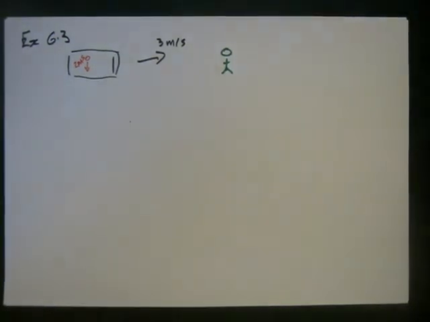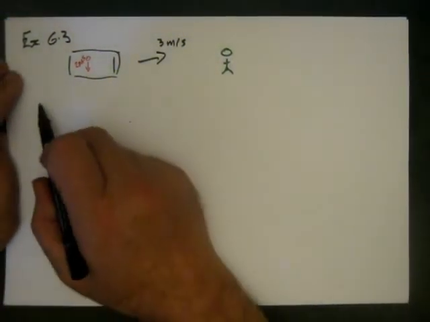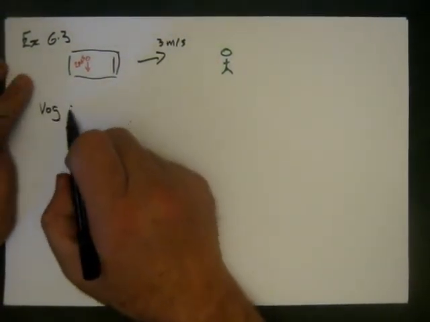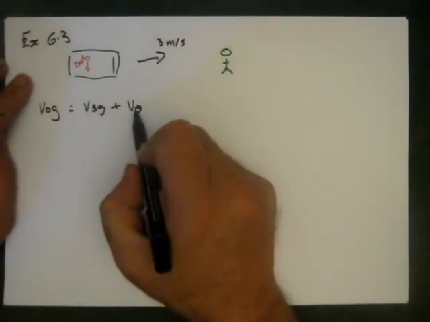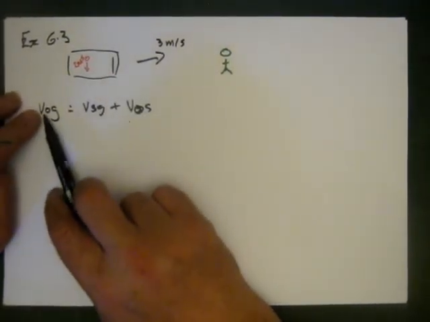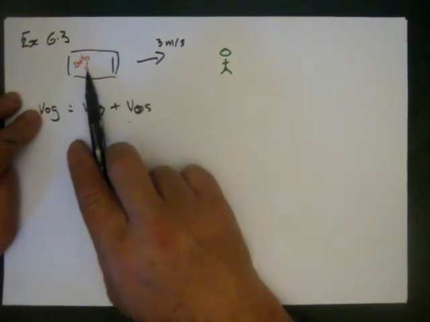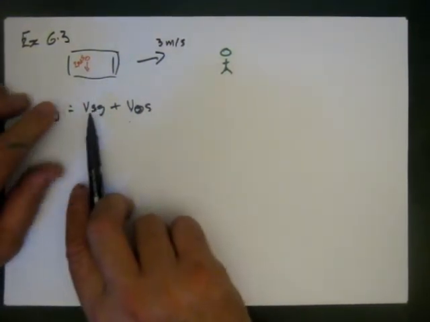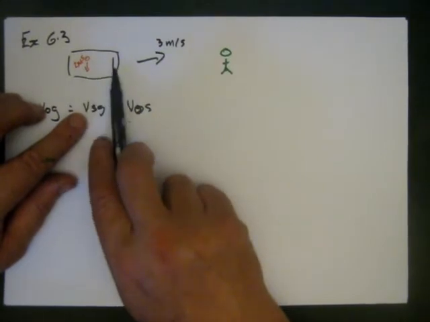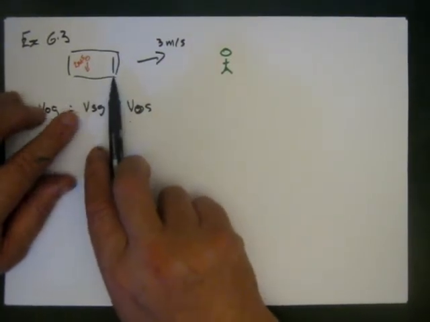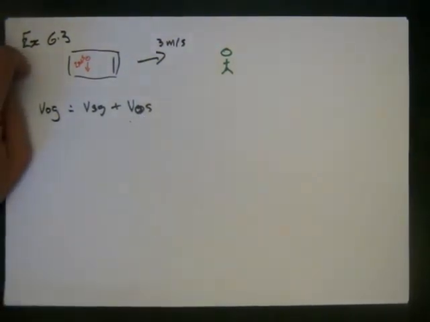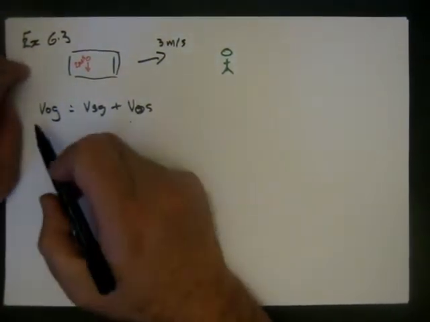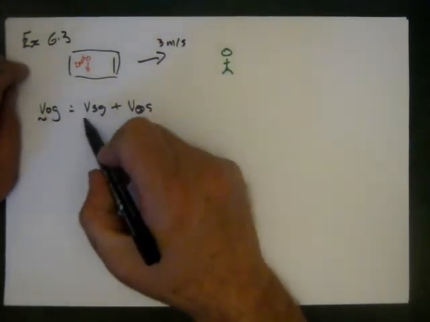And it's the same thing. VOG equals VSG plus VOS. Let's just remind ourselves what this means. The velocity of the object, the ball, relative to me, is equal to the velocity of the van, the moving system, relative to me, plus the velocity of the object relative to the van. So how do we do this? And the thing you have to remember in this case is velocity is a vector.